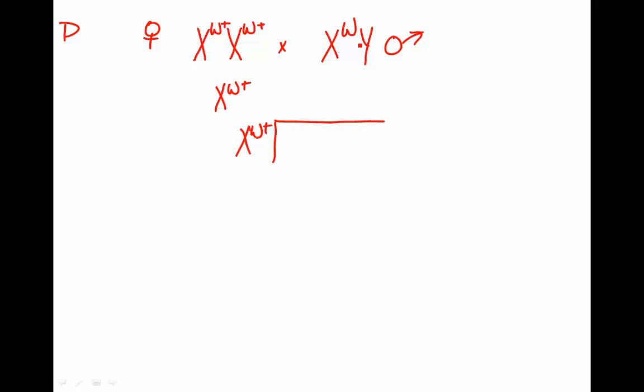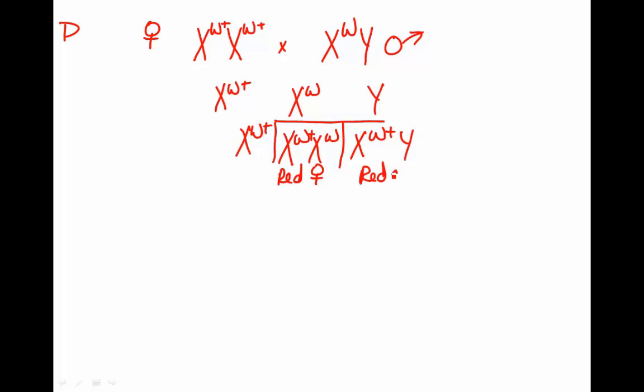So we can put an X W plus, and then our male could contribute either his X, which has a regular W, or his Y. When we fill out the boxes of this Punnett square, now we can see what combination of W's they have, and we can also see whether they are male or female. So this box right here would represent a red-eyed female, and this box over here would represent a red-eyed male. And remember that in the F1, which is what we're looking at here, all of the offspring, male or female, did have red eyes.